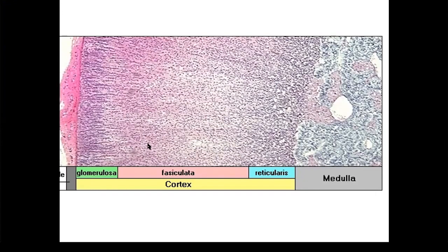Fasciculata is the majority of the cortex. With the reticularis, I will be sure to put the leader line adjacent or close to the medulla, and you can see the difference in the staining here. This is more of a blue, this is more of a purple.